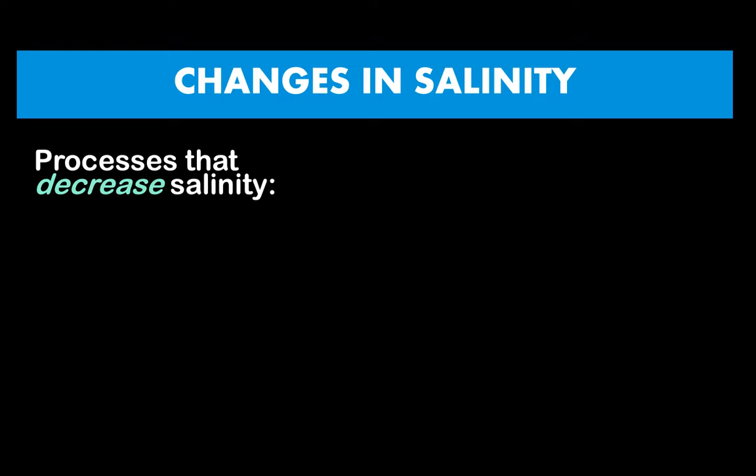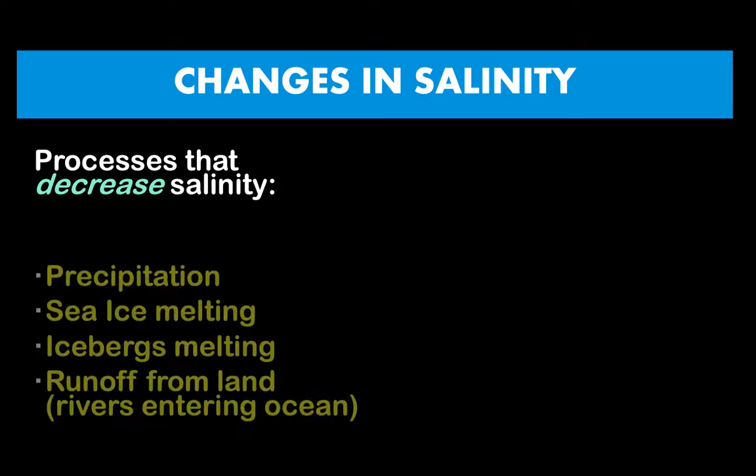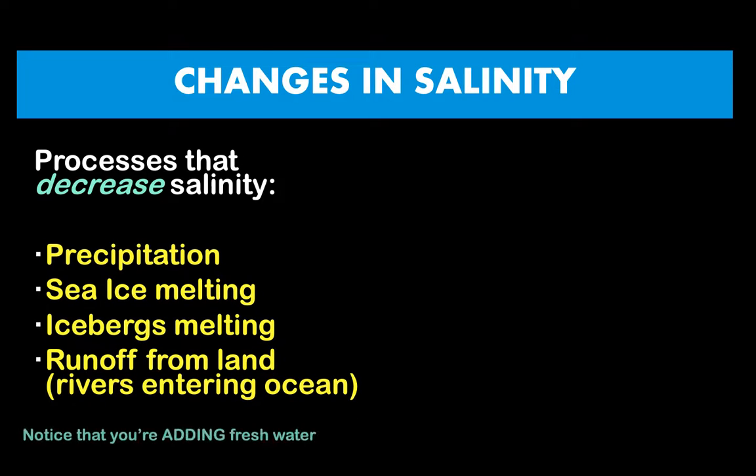We can change salinity. We can either decrease it or increase it. So, to decrease salinity, we are going to add fresh water. And the ways that we can add fresh water are through precipitation, the melting of sea ice or icebergs, as well as runoff from land, especially rivers entering the ocean.